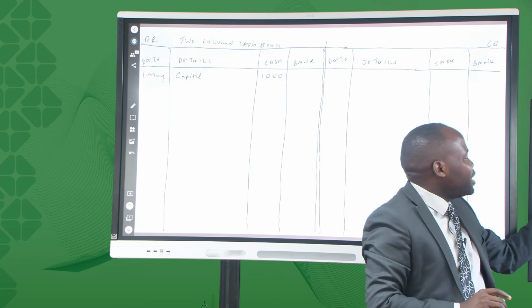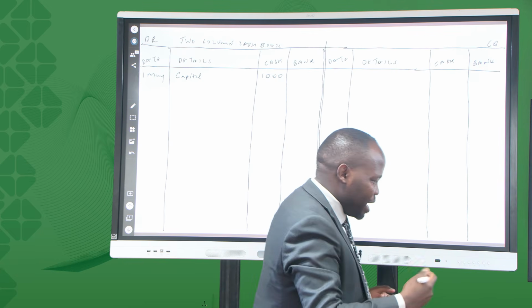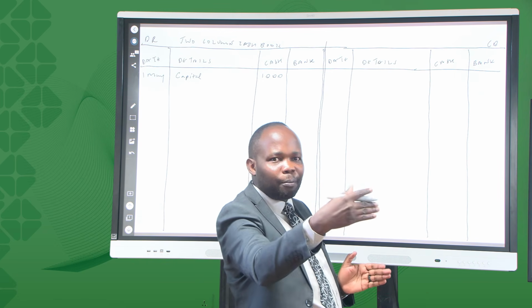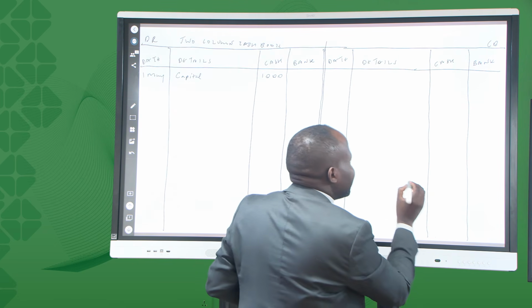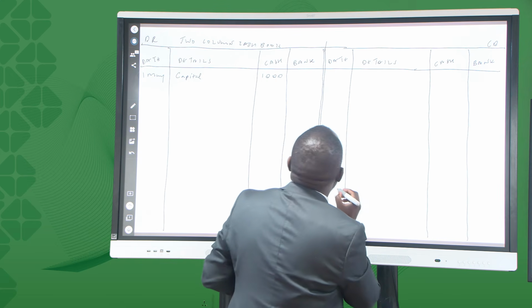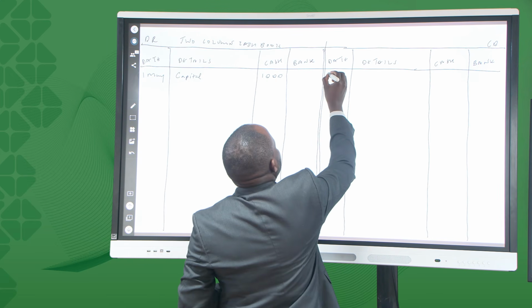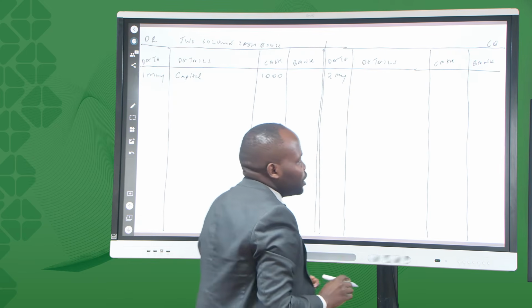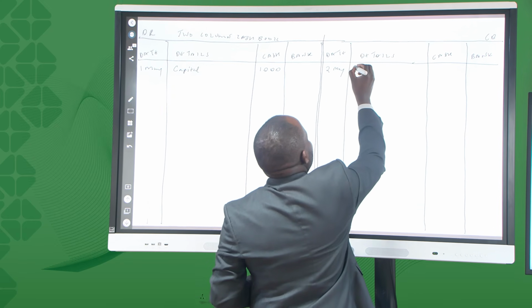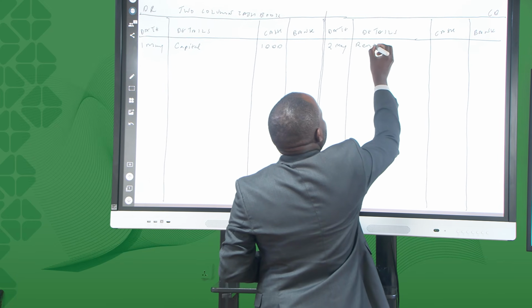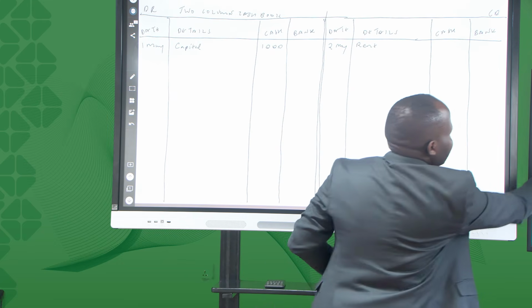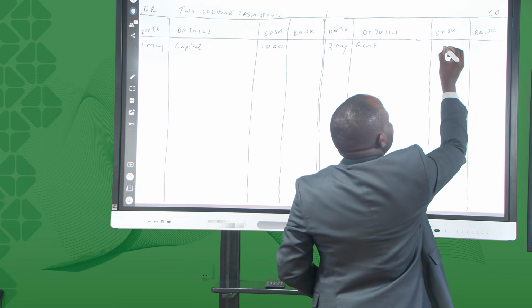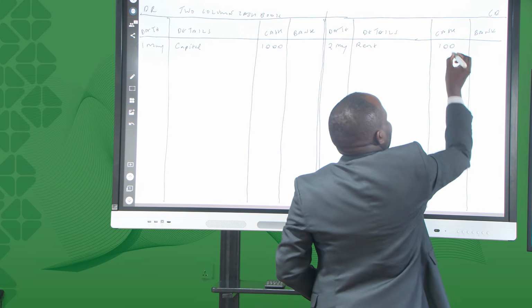Number 2, paid rent by cash. Payment is credit because it's money going out. So that is the second date, May 2nd. So the date here is 2nd. I can use May. So what did we pay? We paid rent, and it was by cash. So we paid rent of 100.